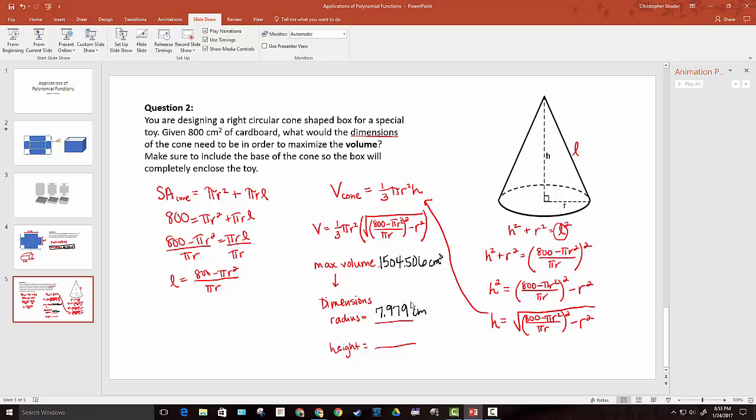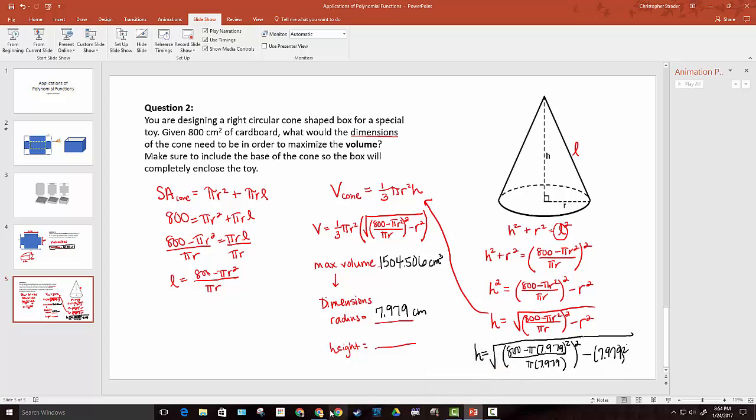So we need to take our radius, come over here, plug that in, and see if we can figure out our height. So the square root of 800 minus pi times the 7.979 squared, all over pi times 7.979. But then this fraction has to get squared, and then we have to subtract the 7.979 squared. Oops. And that's all inside the square root. So then that has to get typed into the calculator.